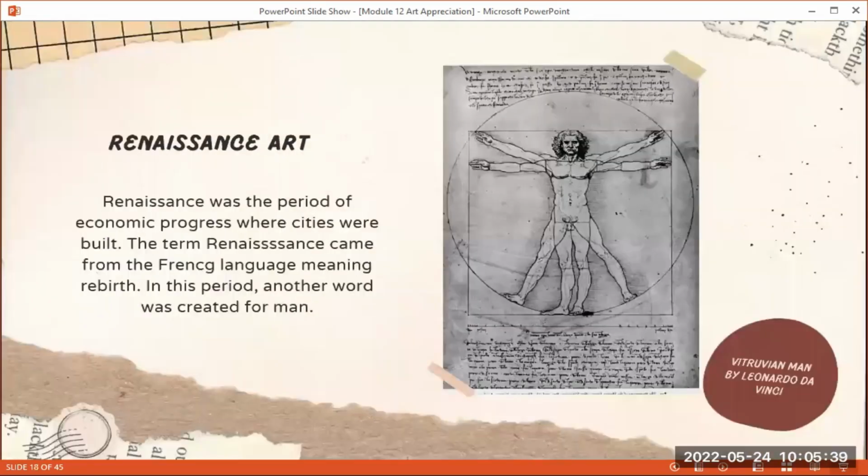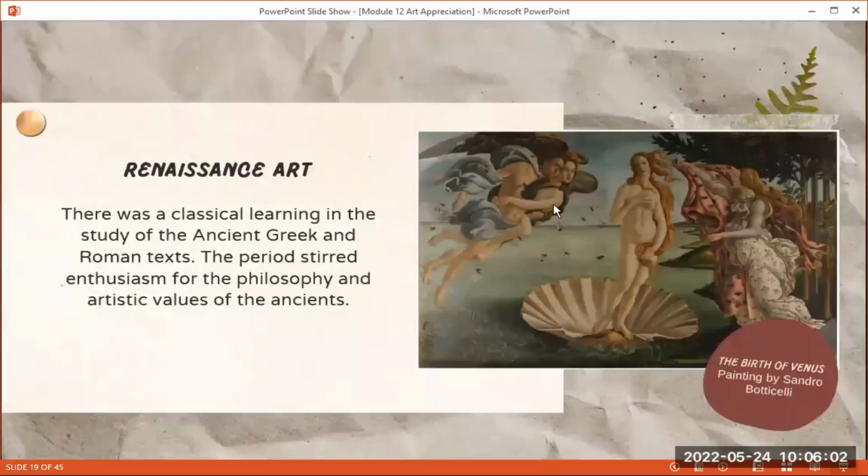Next, we also have Renaissance art. Now, the Renaissance is the period of economic progress where cities were built. The term Renaissance came from the French language meaning rebirth, and in this period, another word was created for a man. Now, this example is the Vitruvian Man created by Leonardo da Vinci.